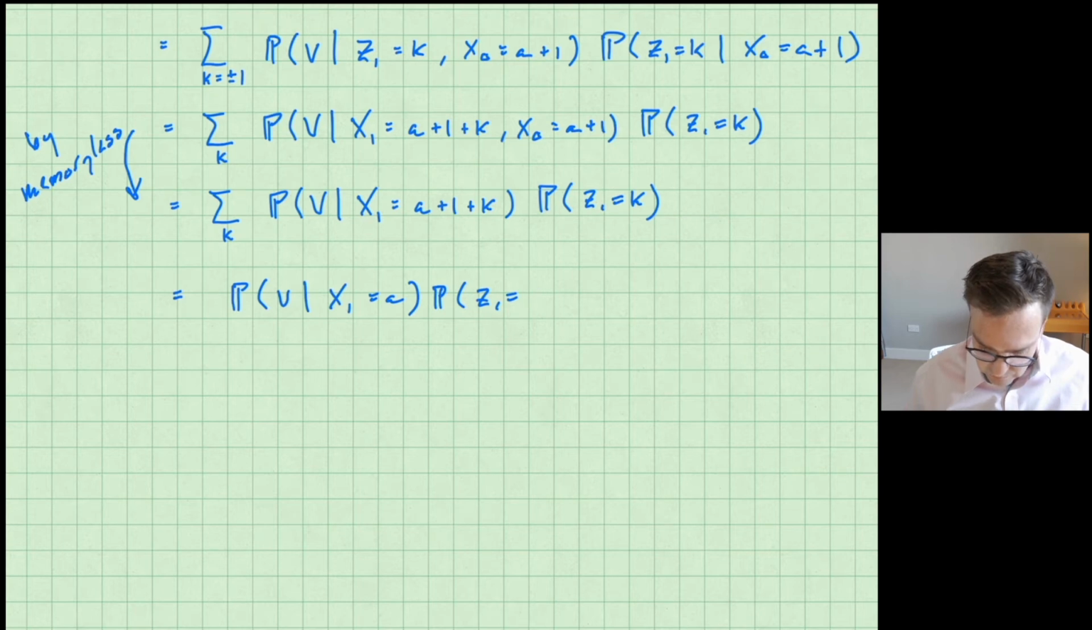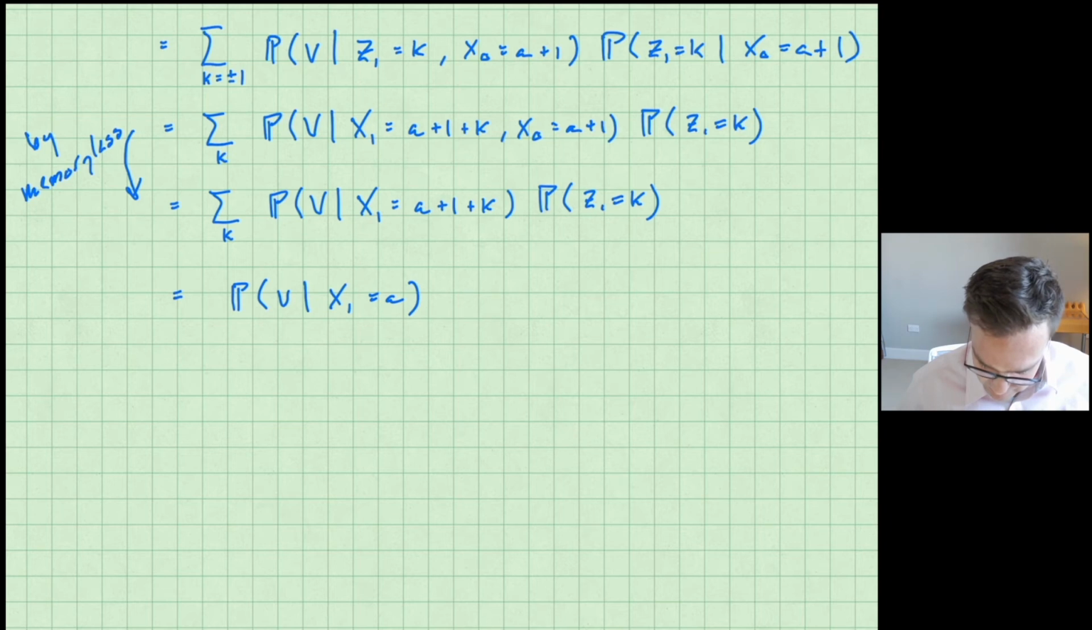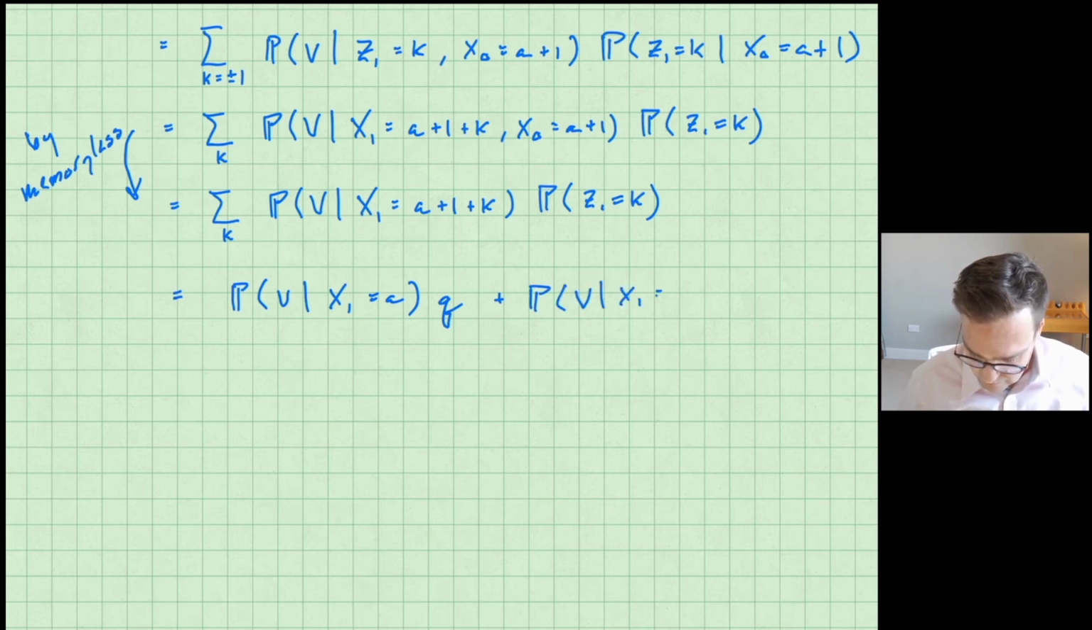Z1 is equal to, let's think about this for a second. I was going to write in there the probability that Z1 is equal to minus 1, but we have a name for that. That's the probability of losing a game. So that's q. And then we've got the probability of V given that X1 is equal to, and now I'll put k equals 1, so I get a plus 2 times p.